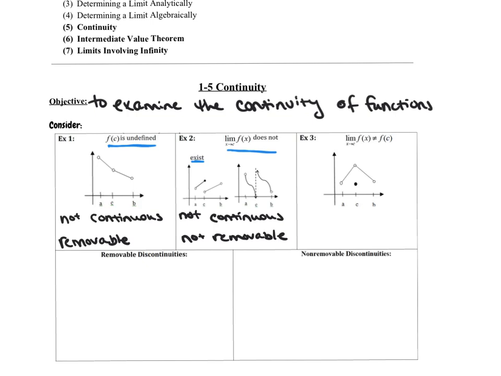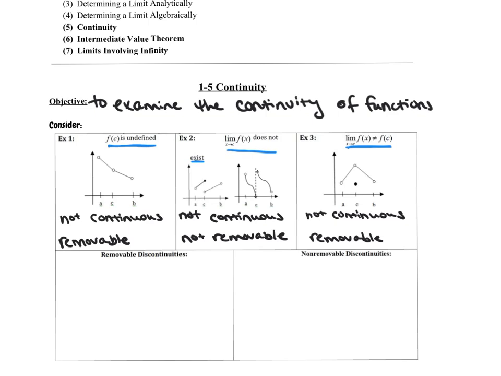In our third example, the limit as x approaches c of f of x doesn't equal f of c. So this is not continuous because, again, we would have to pick up our pencil to draw the function from a to b and draw that second little point at f of c. But this is considered a removable discontinuity.